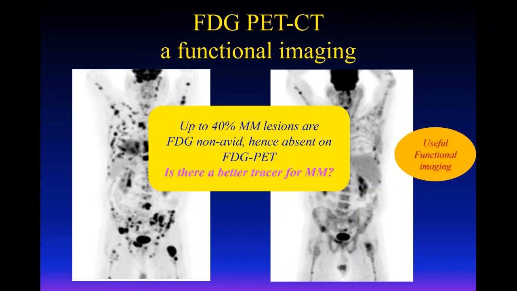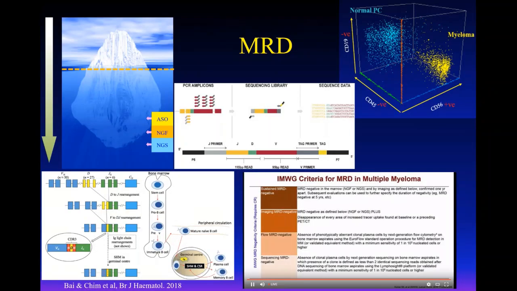The next question is about minimal residual disease. You understand when the patient presents with disease, it is the tip of the iceberg, there is still a lot of things under the water. So when the level is very low, it can only be detected by very sensitive methods, including next generation sequencing and next generation flow cytometry.